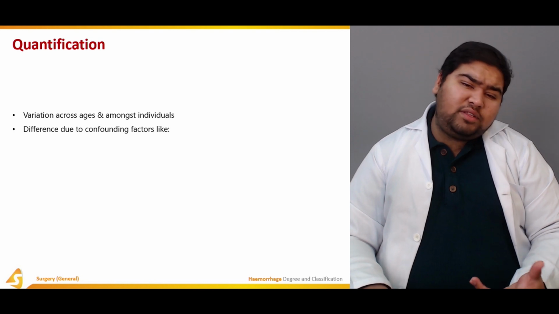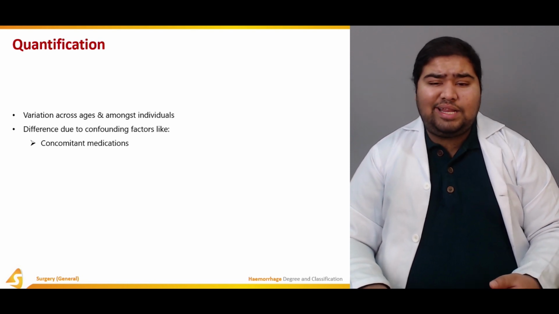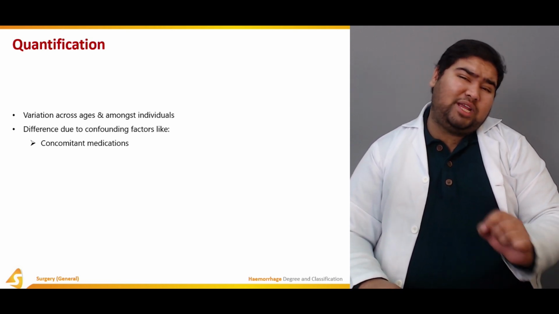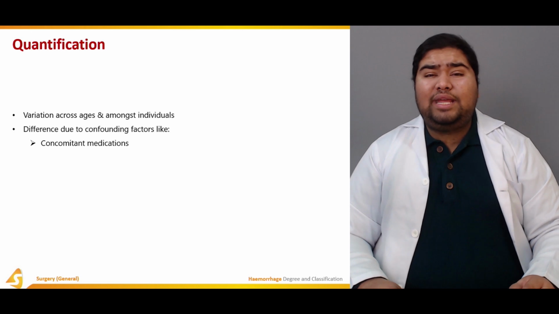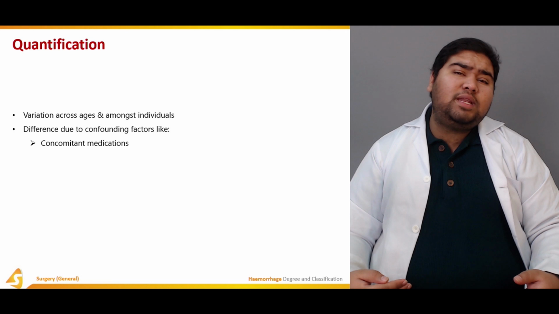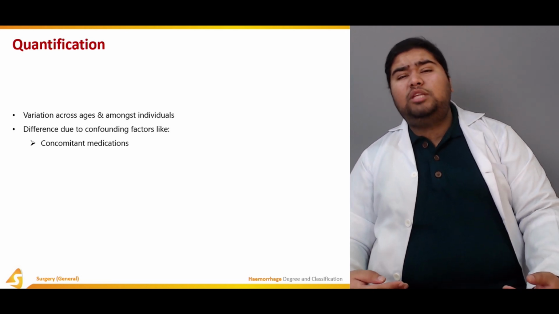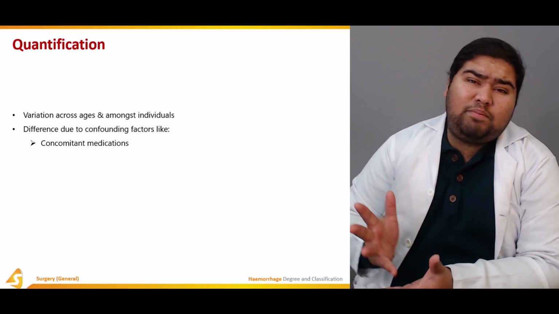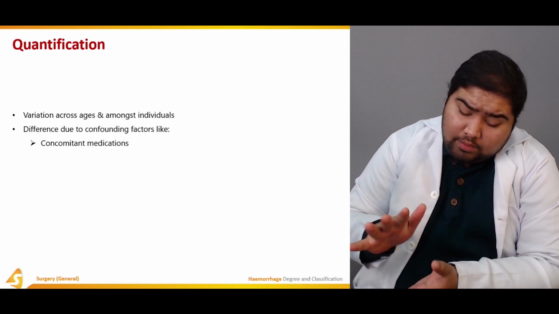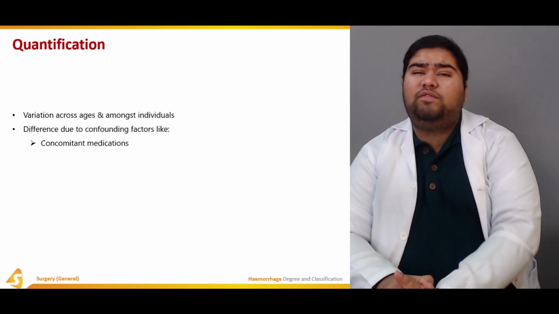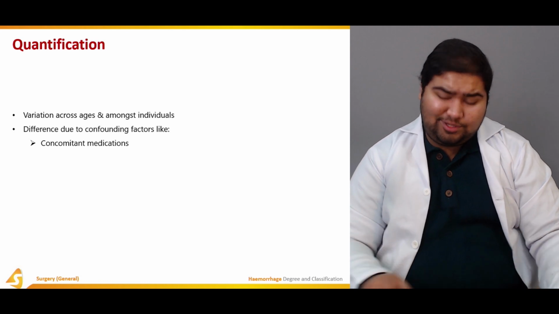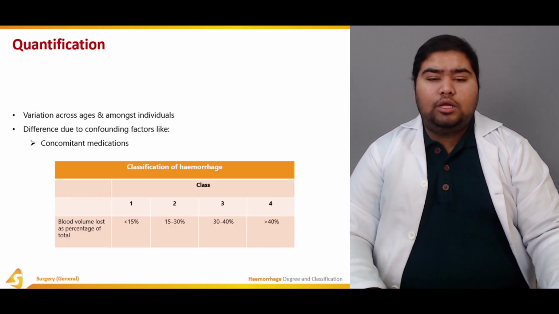Now, there's difference due to confounding factors like concomitant medications. So that is very important. Patients on various medications tend to increase or decrease their bleeding, their hemorrhage. So various medications might prompt hemorrhage, and various medications might be helpful against it. So patients undergoing polypharmacy, patients taking a lot of medication, they have complicated histories and complicated responses to hemorrhages.